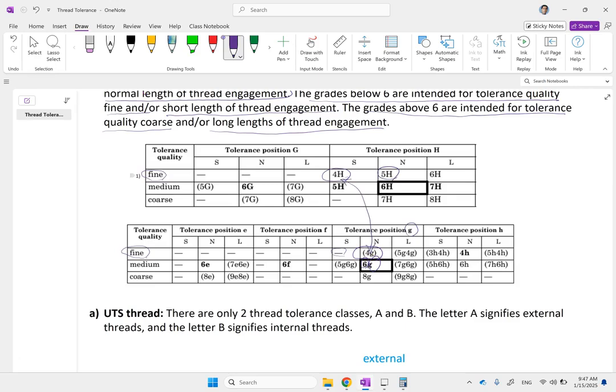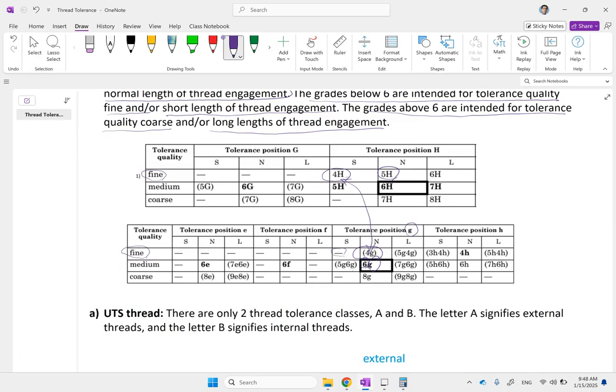And you can use any combination of these, okay? You can use any combination. Many times, people use similar things, but you don't have to. So this could be 4, that could be 6 or anything. So here you can see different classes and different groups that are suggested based on the length of the thread engagement and the quality that you desire.